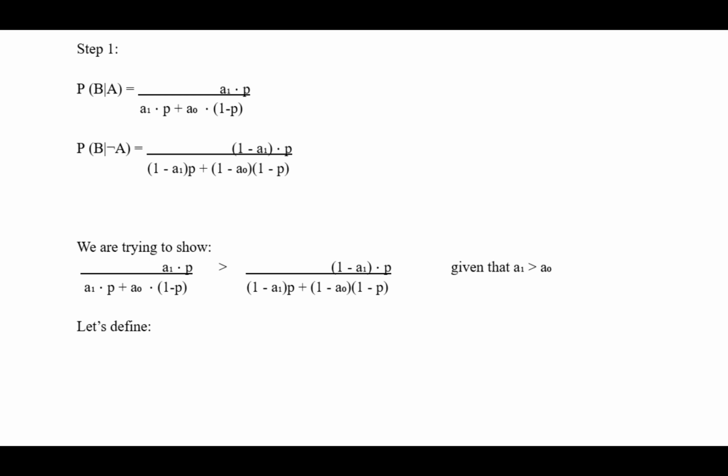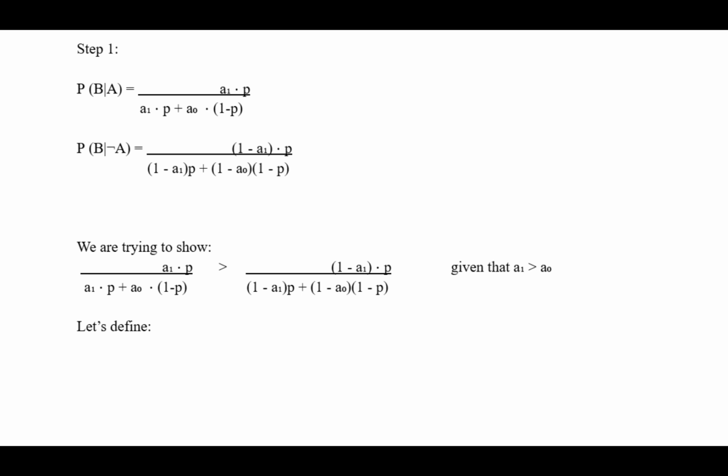We are trying to show that the probability of b given a is greater than the probability of b given not a. So we want to show that a1 times p divided by a1 times p plus a0 times 1 minus p is greater than 1 minus a1 times p divided by 1 minus a1 times p plus 1 minus a0 times 1 minus p. Given that a1 is greater than a0, a1 is the probability of a given b, and a0 is the probability of a given not b. So assuming our if statement, we want to prove the then statement, right?